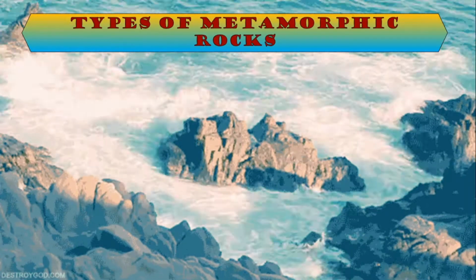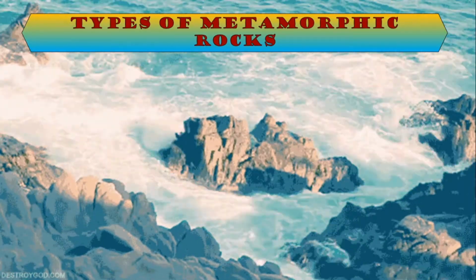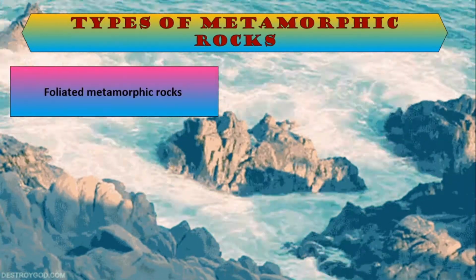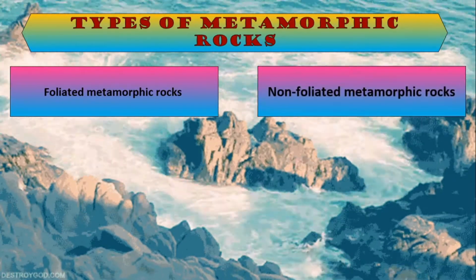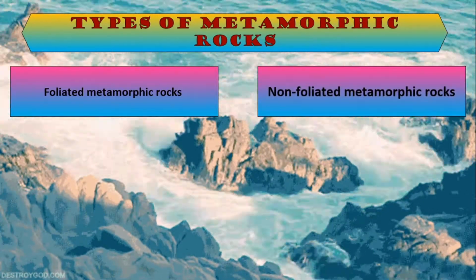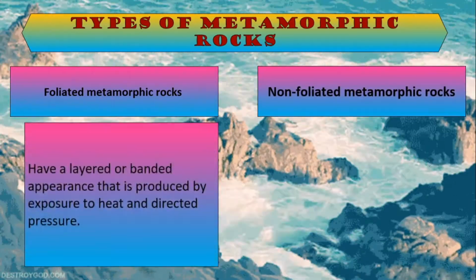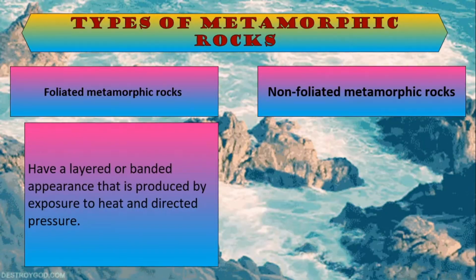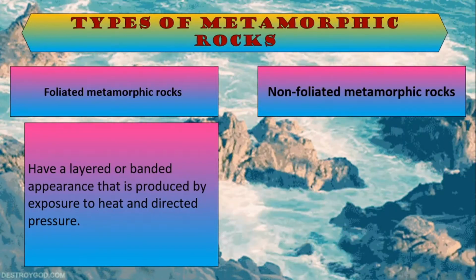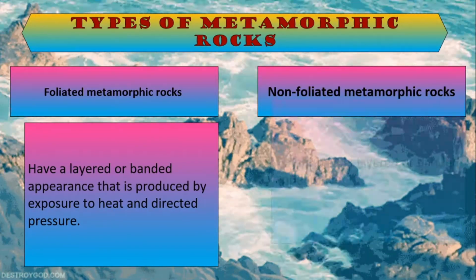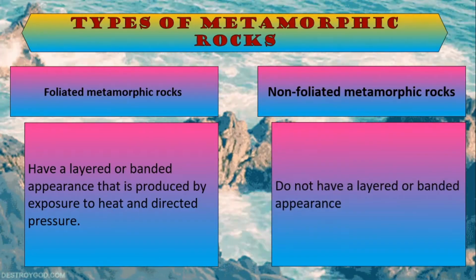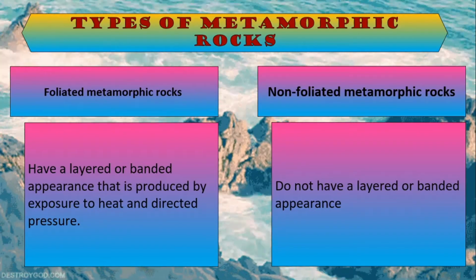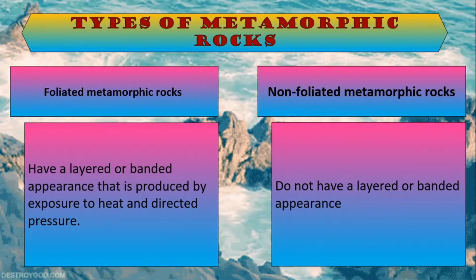There are two major categories of metamorphic rocks: the foliated metamorphic rocks and the non-foliated metamorphic rocks. Foliated metamorphic rocks have a layered or banded appearance that is produced by exposure to heat and directed pressure, while non-foliated metamorphic rocks do not have a layered or banded appearance.